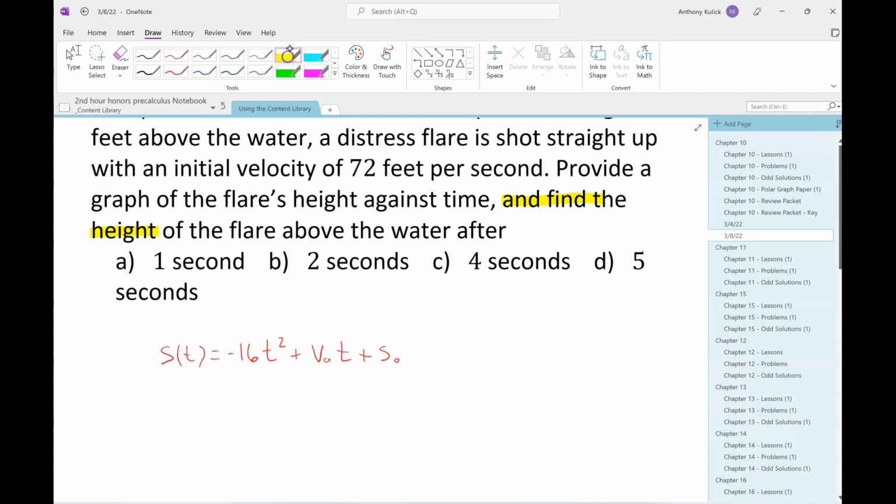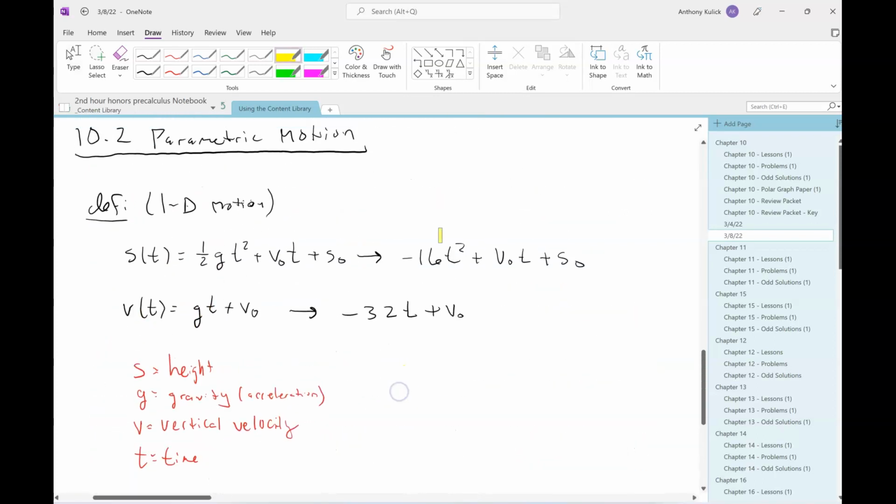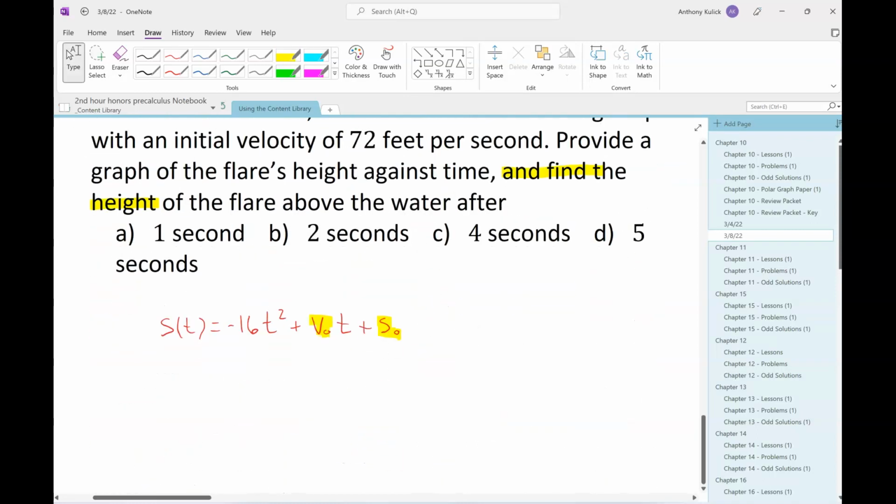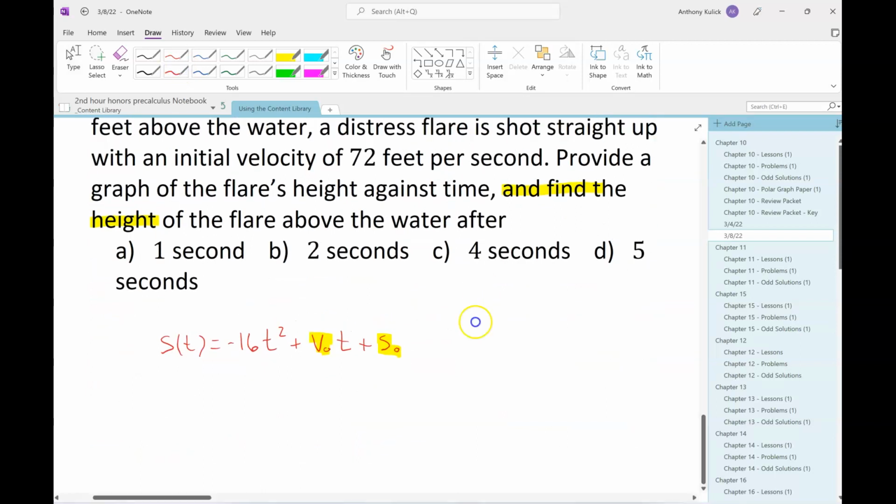So before I can graph this, I'm going to need to fill in the initial velocity, V naught, and the initial height, S naught. Jillian? Where did you get 16? Oh, right. That's just me putting the 1/2 G in. Nat. Yeah, sure. No problem.